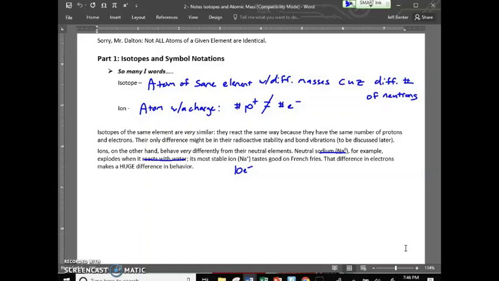Right? And so you can see that removing just one of the electrons from sodium makes a huge difference in properties. And later in the year, we'll learn a little bit more why that's true and why that one electron makes such a big difference.